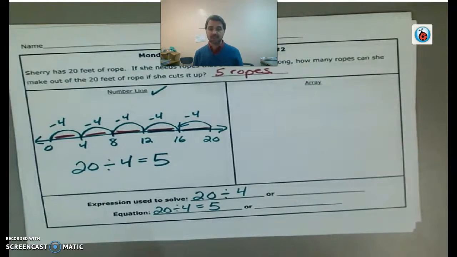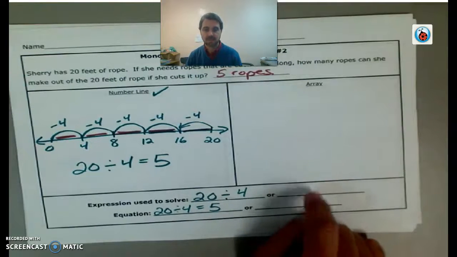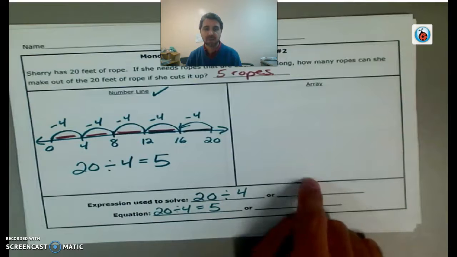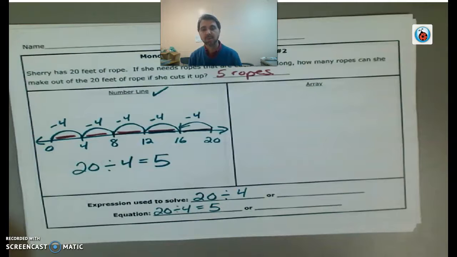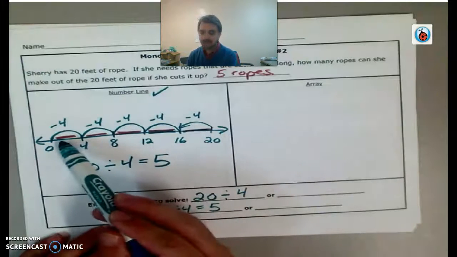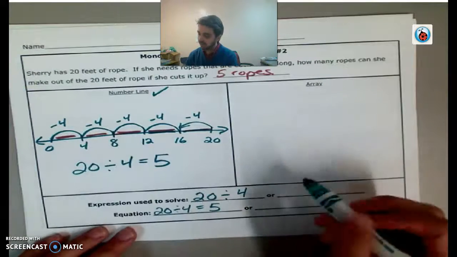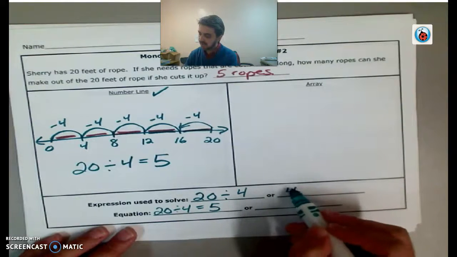Now you'll notice over here, I've left another couple lines that we can write. So there must be another way to do this. So let's think about this. Could we write a multiplication expression or equation that would have helped us solve this? One way to think about this is like this. We knew that each rope was going to be 4 feet long. Actually, I'm not going to do the expression. I'm going to do the equation. It makes more sense to do the equation.